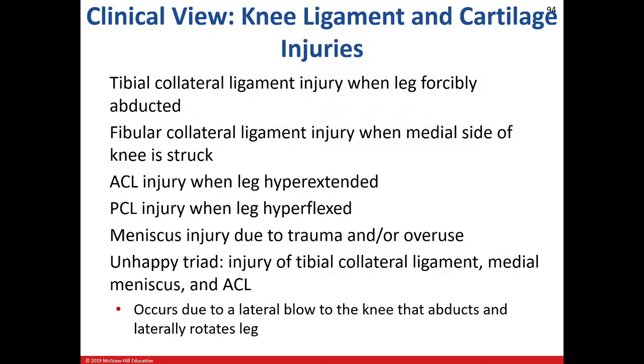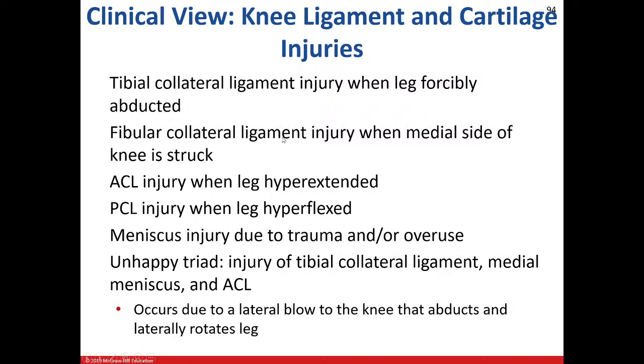So, clinical view, we're looking at knee ligament and cartilage injuries. The tibial collateral ligament injury occurs when the leg is forcibly abducted. Basically, the lower leg, the leg proper, is forced to move laterally, maybe against its will, right? The rest of the leg, let's say the thigh, is staying medial, but the leg proper, the lower leg, is moving laterally. And that's going to tear the tibial collateral ligament.